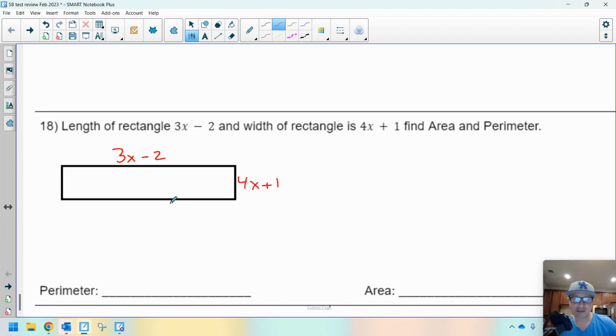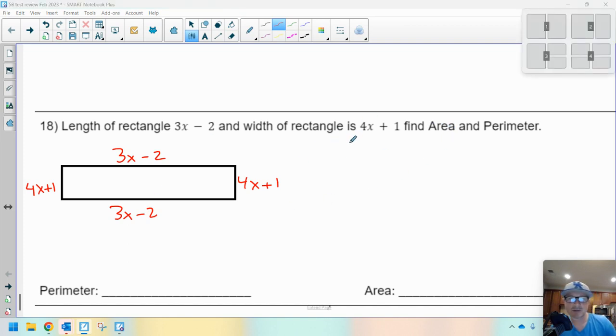Because this is a rectangle, I can put 3x minus 2 over here because rectangles have two of the same sides, and 4x plus 1. That's a 4, but I don't like the way it looks, so we're going to make sure it looks like the proper 4 that it is. Perimeter. We add up all the sides. That's the easy one. The area is not too bad either. Perimeter, though. Let's add up all the sides, and let's put them in columns while we do it, all right?